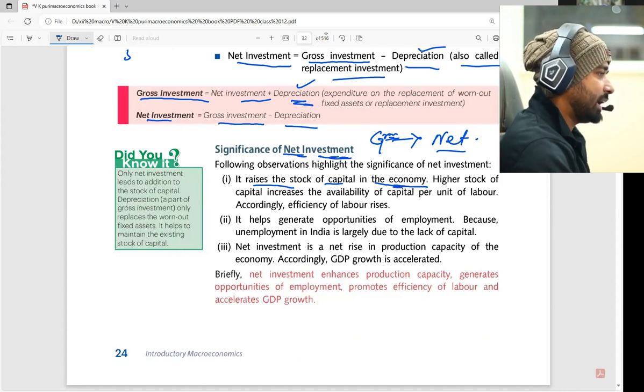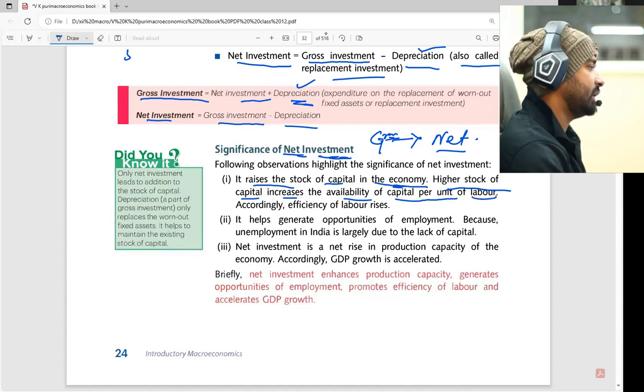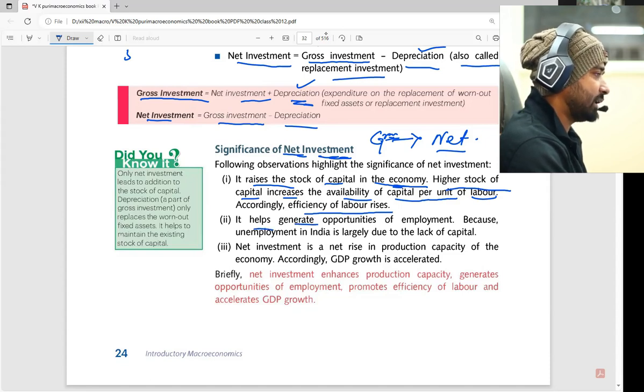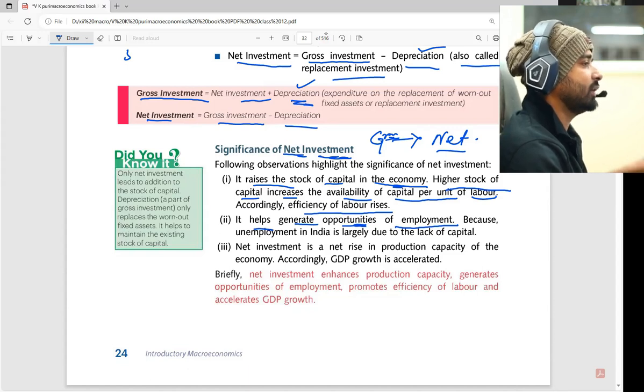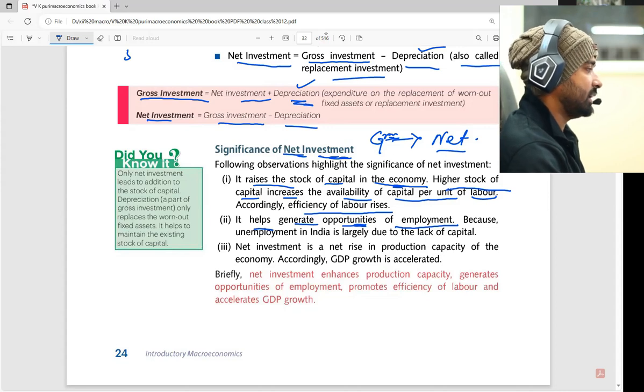First, a higher stock of capital increases the availability of capital per unit of labor, and accordingly the efficiency of labor rises. Second, it helps generate opportunities of employment. As capital stock increases, in the form of money you are investing, for running your business, when you do more production, more people are needed, so employment opportunities also increase.